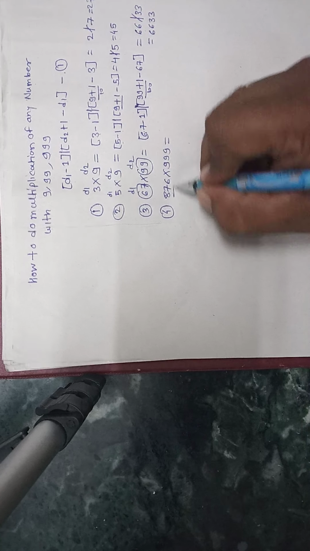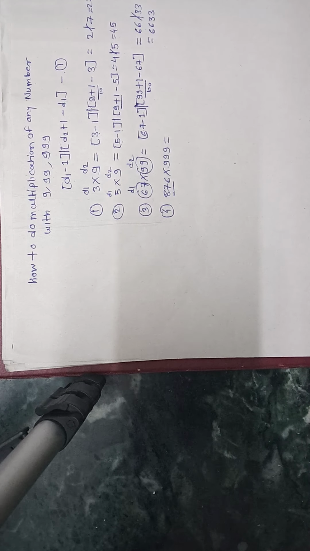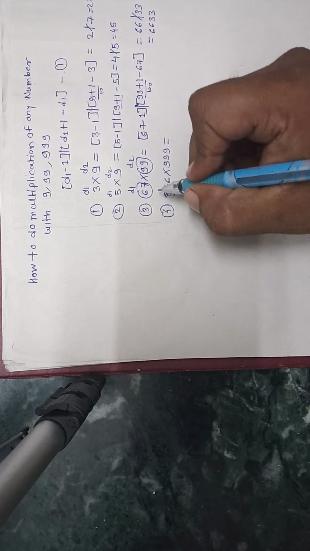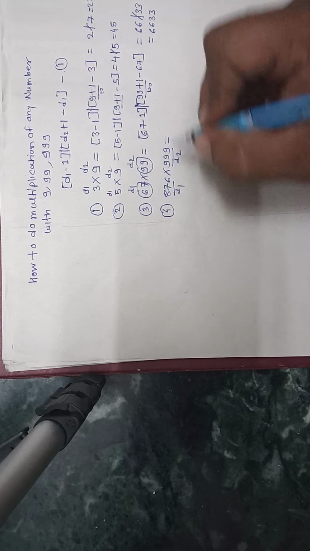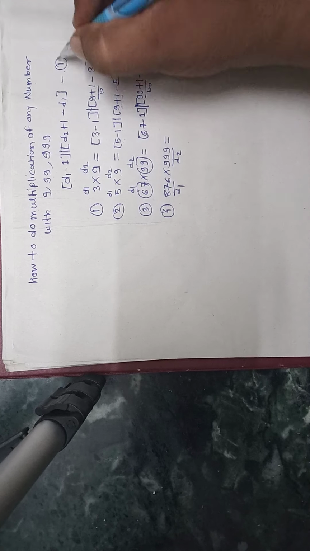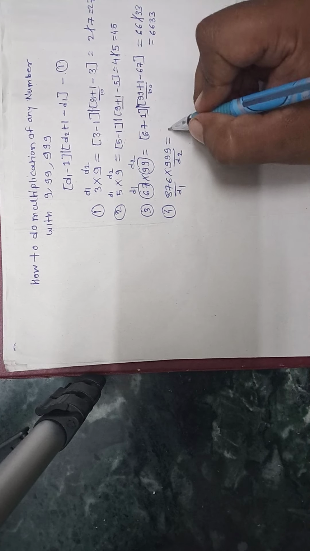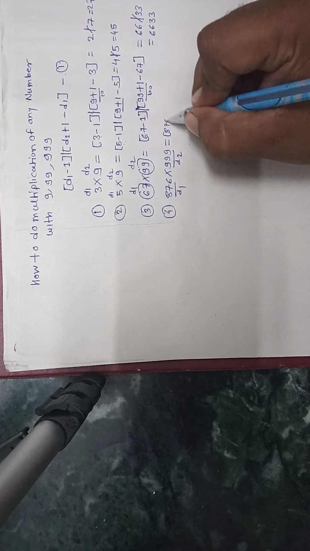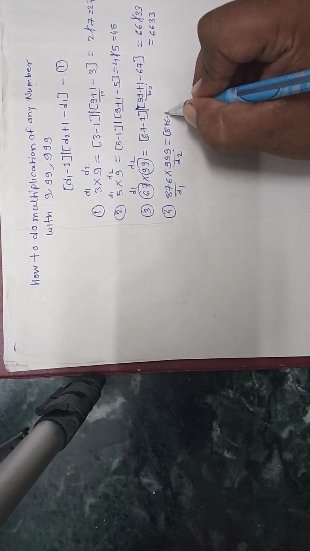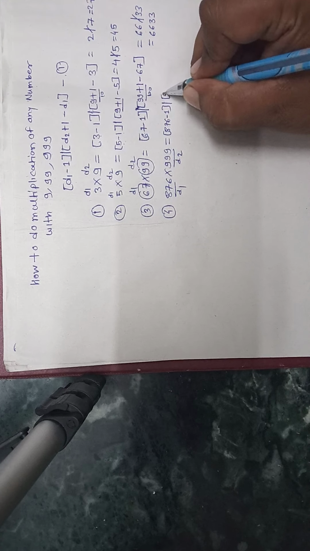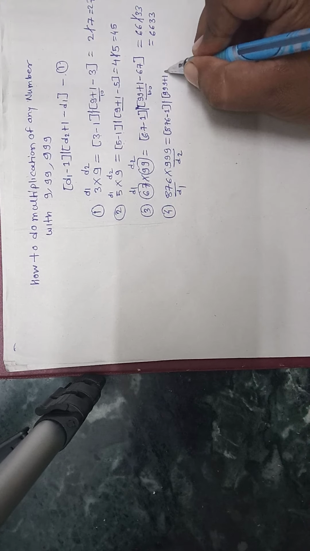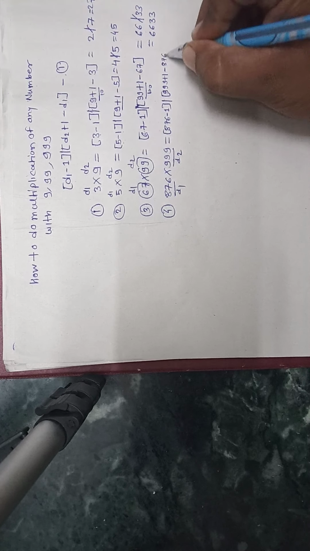In the third example, we have a three digit number, that is 876. We will multiply it with 999. So here d1 will be this number and d2 will be this number. So put these two numbers in equation 1. So 876 minus 1, separator, 999 plus 1 minus 876.